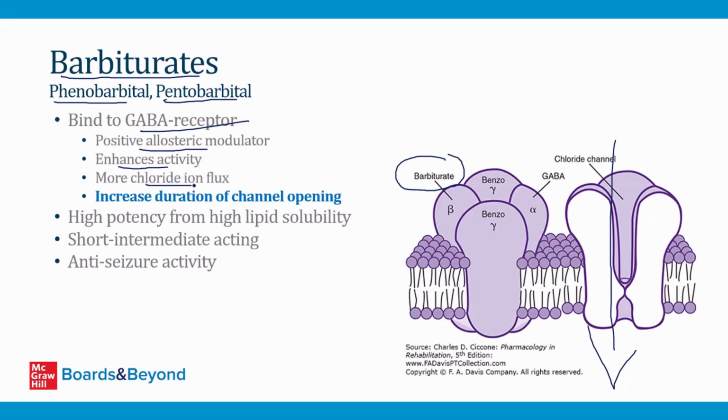The specific way they allow more chloride into neurons is by increasing the duration of the channel opening anytime it interacts with GABA. These drugs have a high lipid solubility, and it makes it easy for them to get into the brain, so they are very potent. They all are short to intermediate acting drugs, and because they enhance chloride flux into neurons, they have anti-seizure activity.